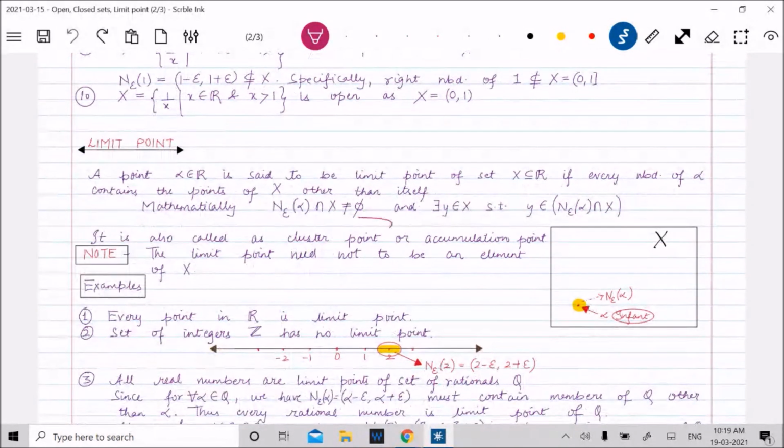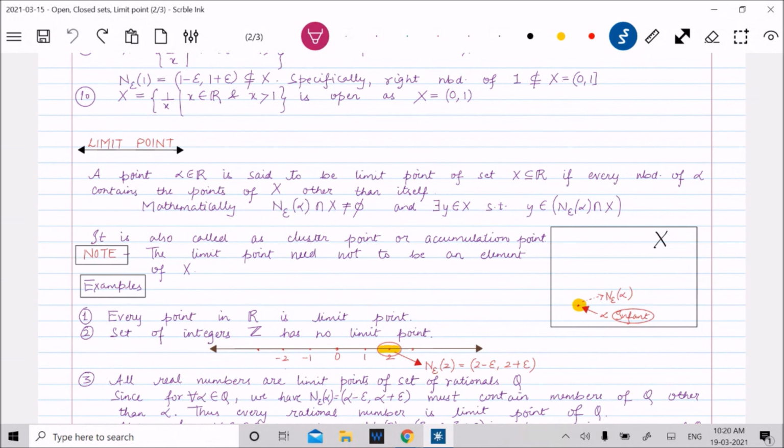Okay, and the other words we use for it are cluster point and accumulation point also, right? Okay, and another important remark: a limit point need not be an element of X. It is not compulsory that the limit point alpha should belong to X.